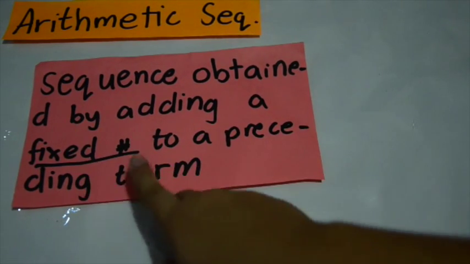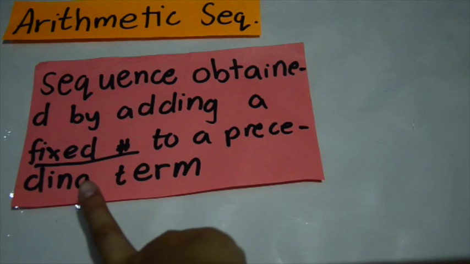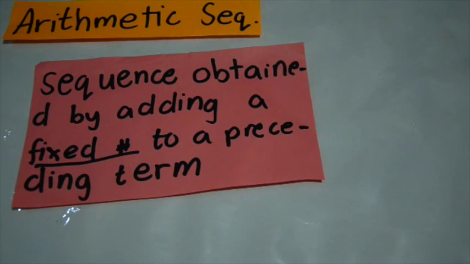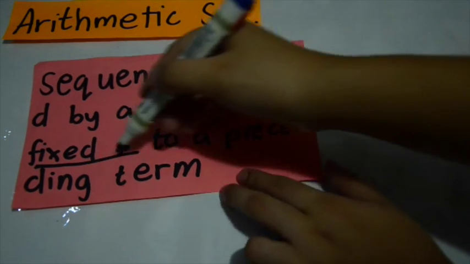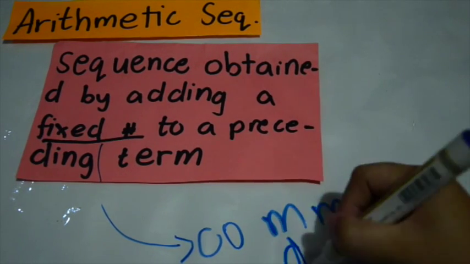One type of sequence is what we call the arithmetic sequence. An arithmetic sequence is a sequence obtained by adding a fixed number to a preceding term. Now, this fixed number is what we call the common difference.